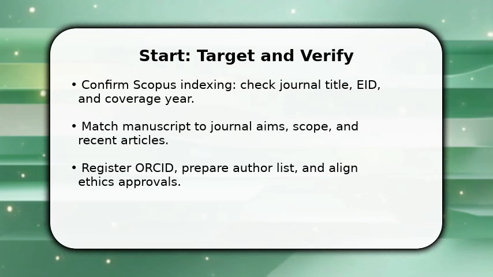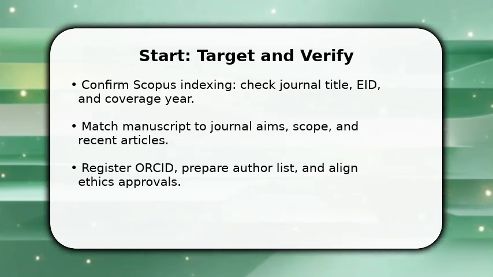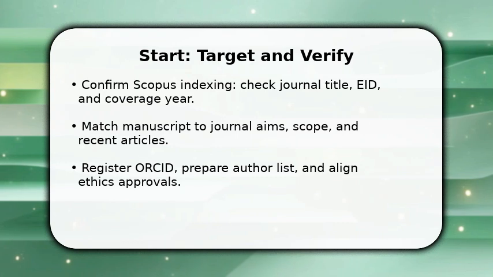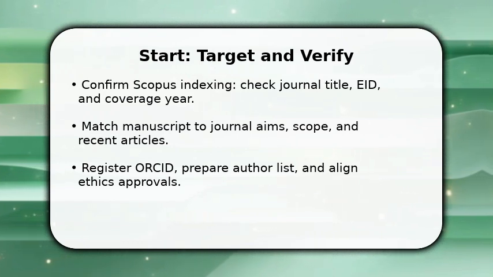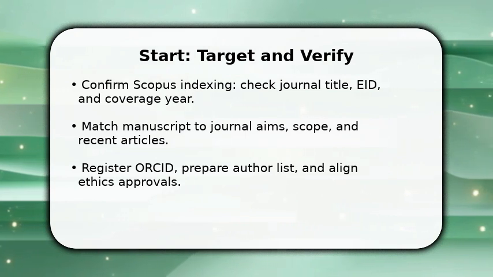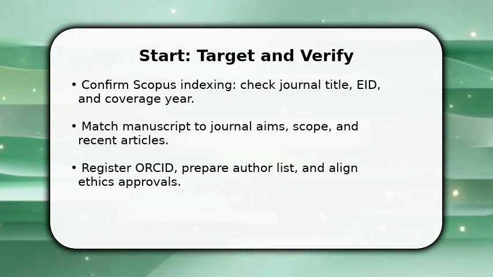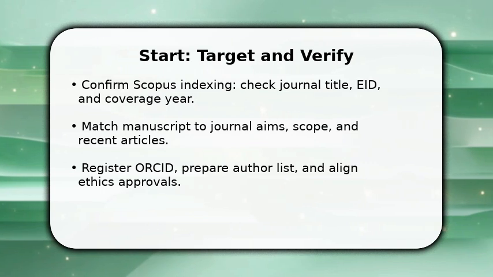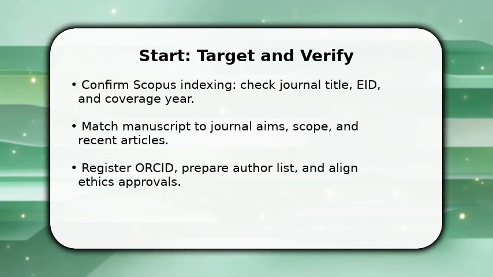Enjoy the video. You start by confirming the journal is actually Scopus indexed. Don't assume. Once done, verify the aims and recent articles to ensure fit, because fit reduces desk rejections. Make sure you have ORCID ID, ethics approvals, and a clear author order before writing. Then export recent reference styles from the journal to save time.